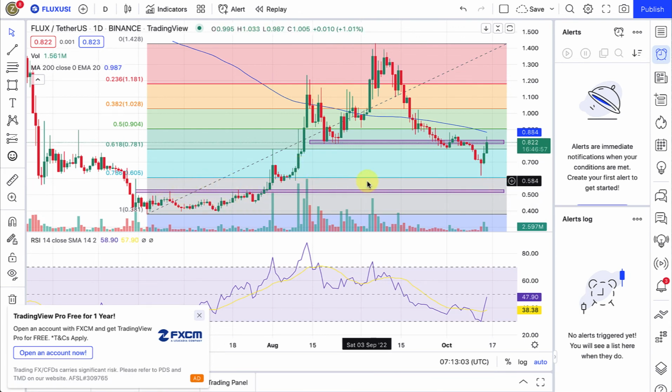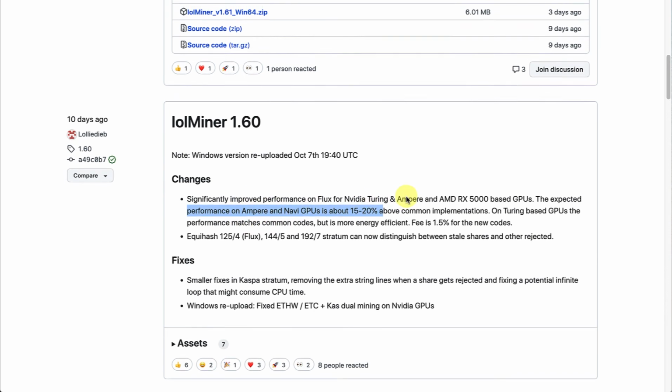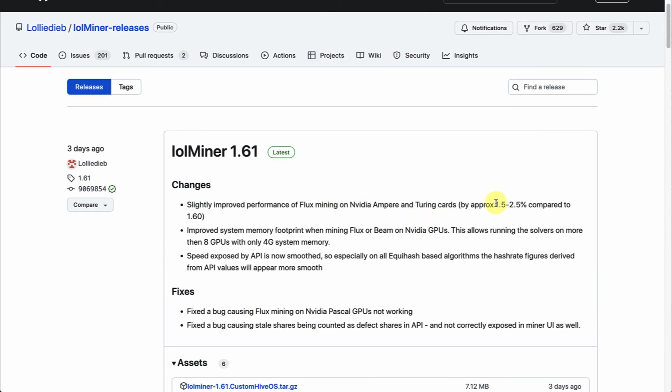So what's next for the next video? I found out from redpandamining that LOL Miner actually released a new version that's supposed to give you 15% more hash rate on Ampere. I've got all 3000 series GPUs, so it should give us 15 to 20% more hash rate. So I'm going to do a test on that next. The latest version said it gave another 1.5 to 2.5% increase in hash rate.